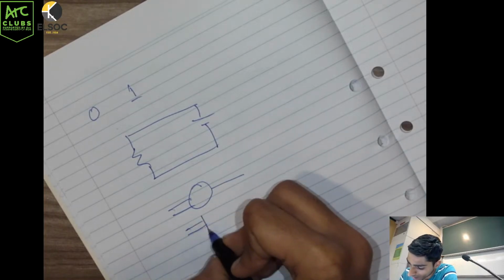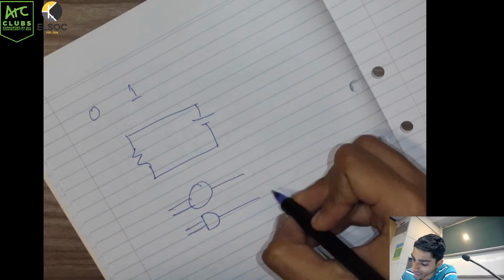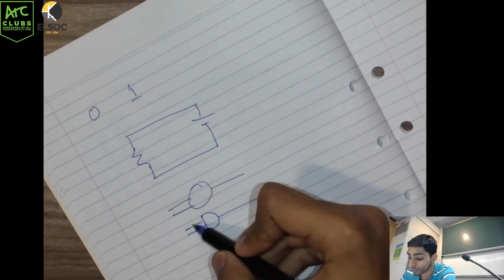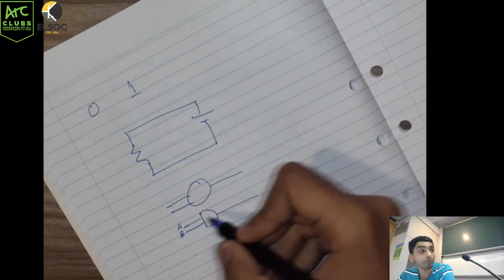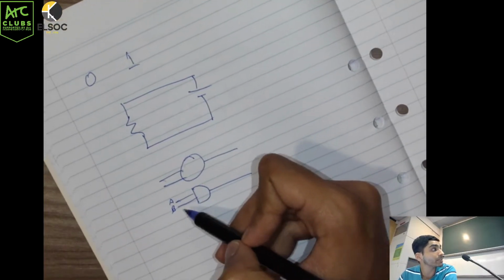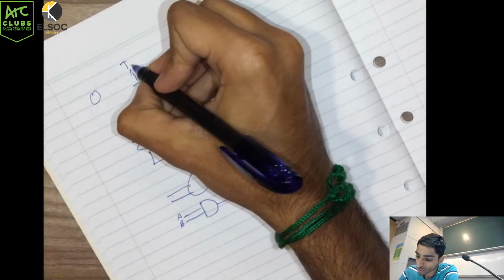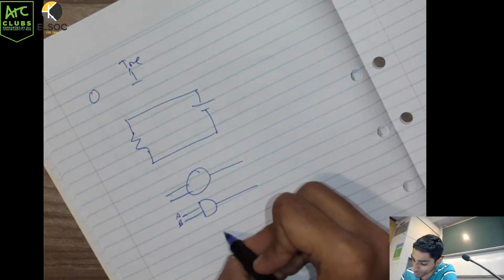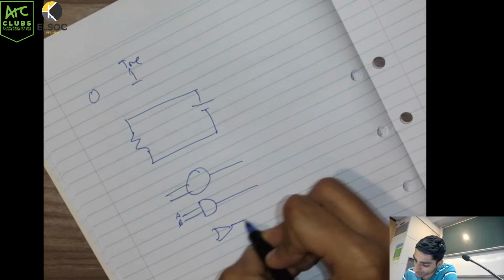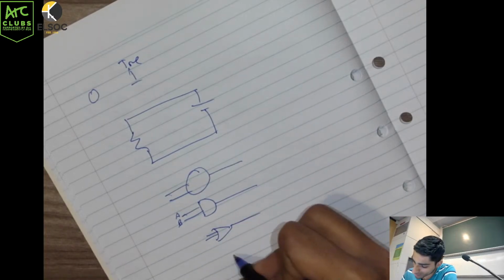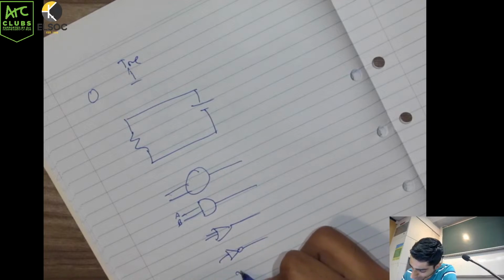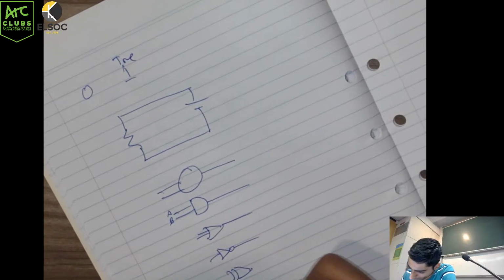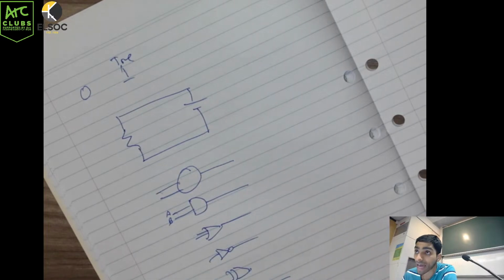You can have AND gates. This is an AND gate. It tells you if both the values, let's call them A and B, are true, then the output is 1. We also have an OR gate, which can take inputs. We have a NOT gate. We have an XOR gate. And then we have a NAND gate. This is a NOT AND.